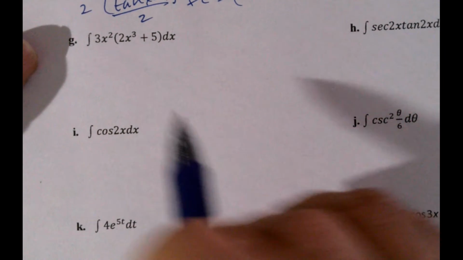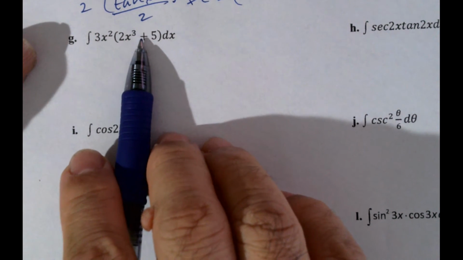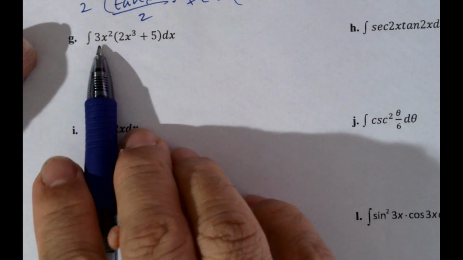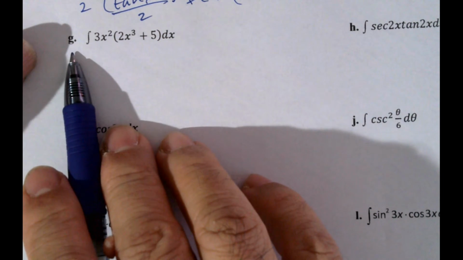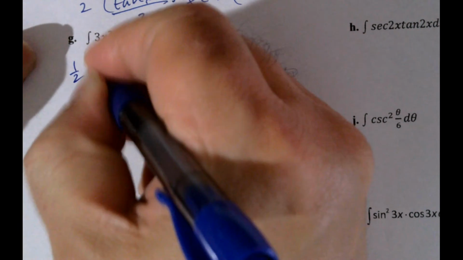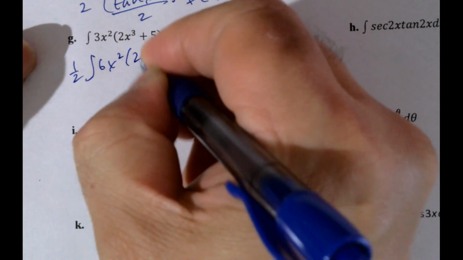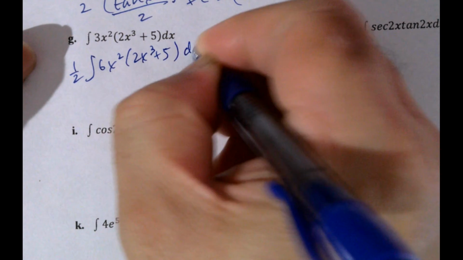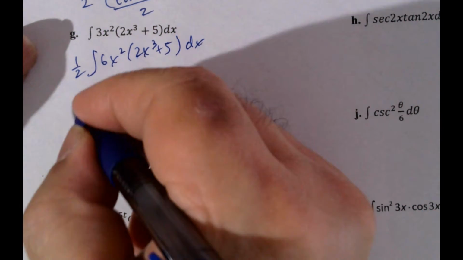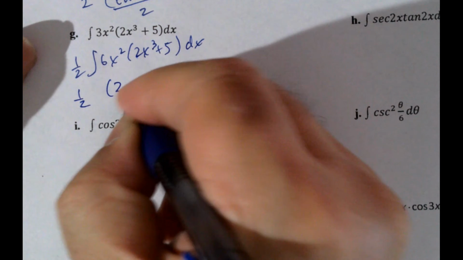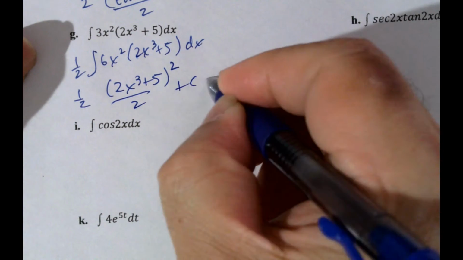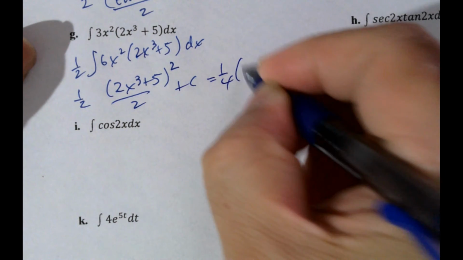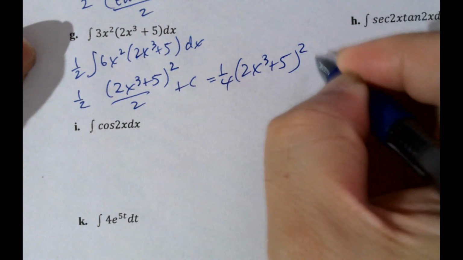G. What is the derivative of 2x cubed? It's 6x squared. So this has a 3. I am missing a factor of 2. So if I multiply the 3 by 2, and then compensate for that 2 by putting a half out there, I could do 1/2 integral of 6x squared times 2x cubed plus 5 dx. Now use the power rule on that. So it's 1/2 times 2x cubed plus 5 to the second power over 2 plus c. So it's 1/4 2x cubed plus 5 to the second plus c.